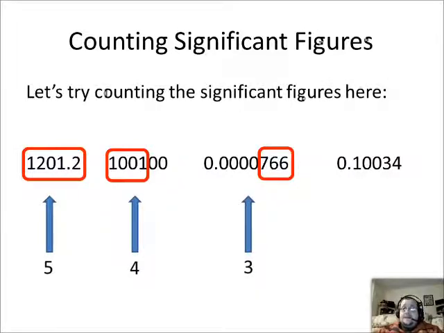And our last digit here, we've got 0.10034. Again, trapped zeros are always going to count, but that preceding zero before the decimal place doesn't count, as preceding zeros never count. So we've got a total of 5 significant figures here.